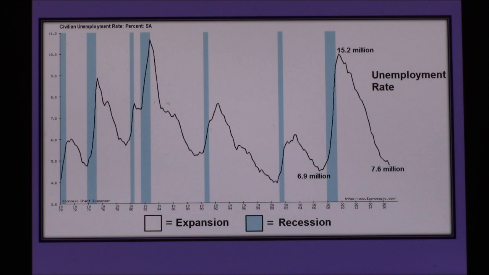When there is a recession, unemployment shoots up. So when GDP is contracting, which is what the recession is going to be, unemployment's going up. When GDP is expanding, unemployment's going down. So the white areas are where GDP is expanding, and the blue areas are where GDP is contracting. And I tossed in a couple of numbers just to get a sense of what we're talking about there.